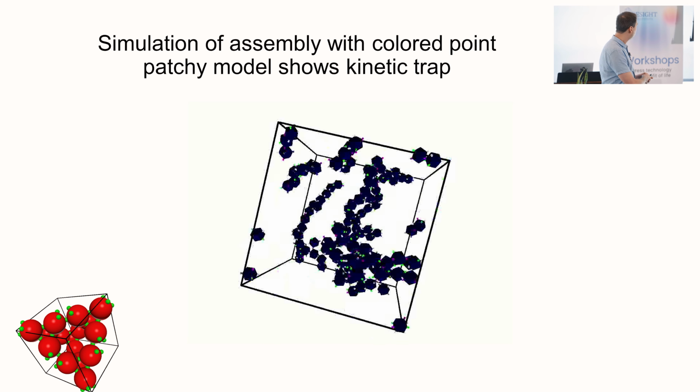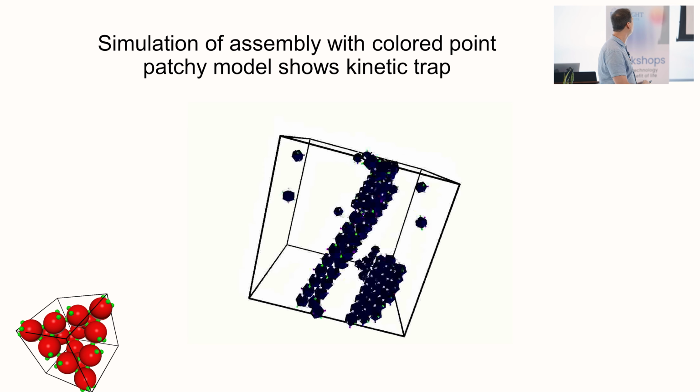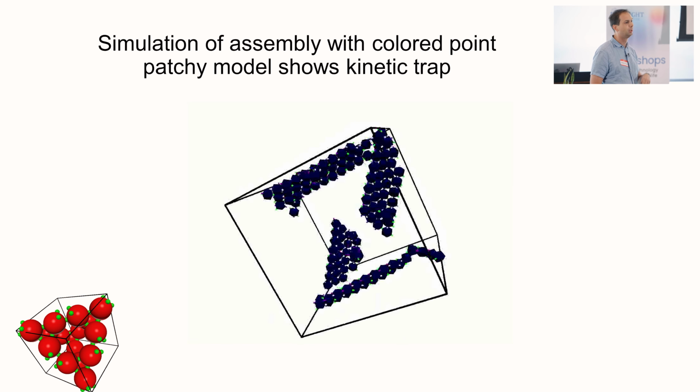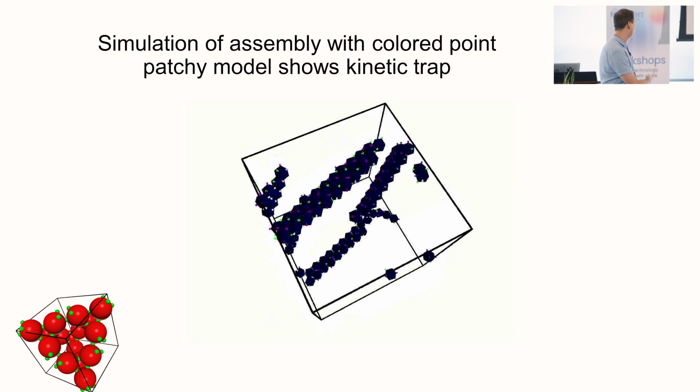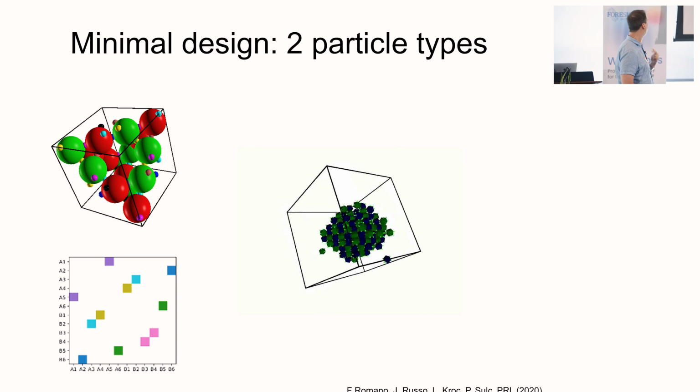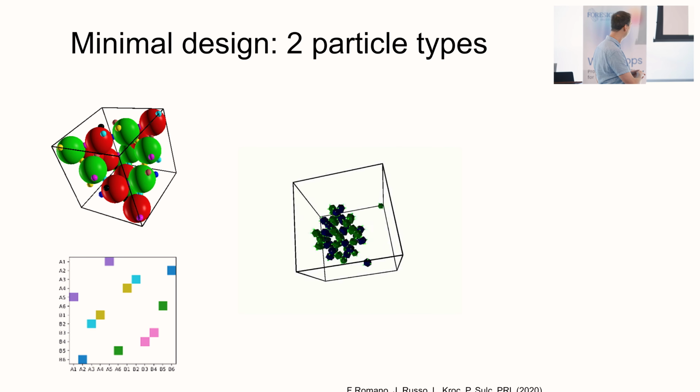So we developed an algorithm which can very efficiently search the design space of all the possible ways you can design the interactions between the building blocks. And we call it SAT assembly. I don't have the time to go into the details, but I'm happy to talk offline about it. The software tells us the minimum design needs to have at least 2 different particle types. This is their interaction matrix. Within a few hours, they assemble correctly in the simulations.